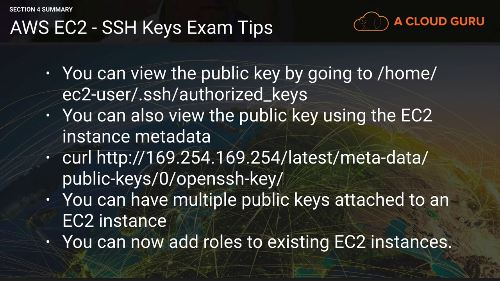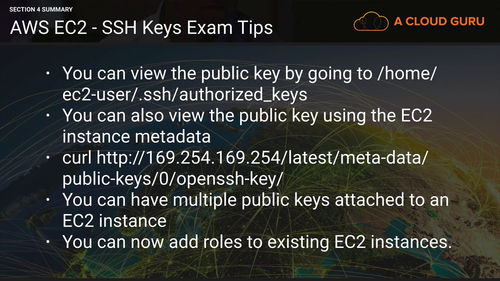In terms of SSH, we can view the public keys by going to /home/ec2-user/.ssh/ and then this file called authorized_keys. We can also view the public keys using the EC2 instance metadata. To do that, we just did a curl to http://169.254.169.254/latest/meta-data/public-keys/0/openssh-key. I'm sorry, I know it's annoying, but you do need to know this for your exam, honestly.